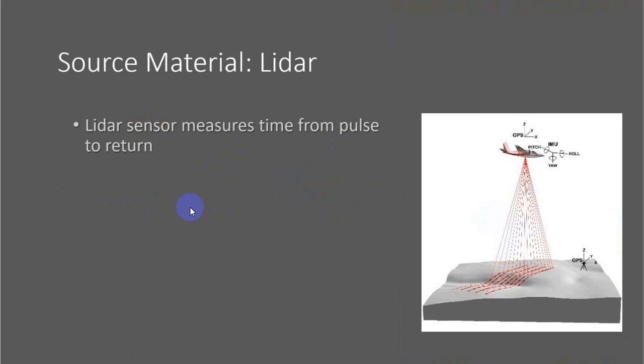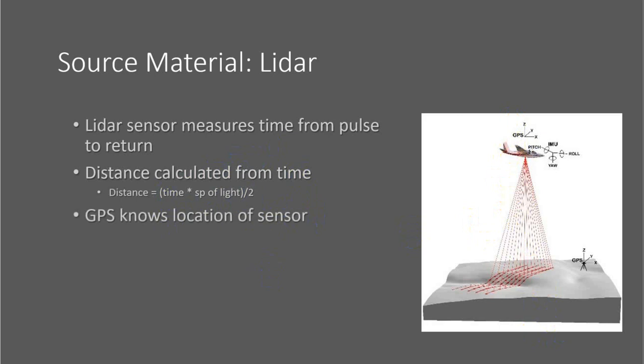So just very briefly, so we're all on the same page, LiDAR is an exciting technology because we're able to gather points on the ground at lightning speed, literally. A LiDAR sensor measures the time from the pulse sent out to the return, and that time allows us to calculate distance. Distance equals time times the speed of light divided by 2, because it's a two-way travel.